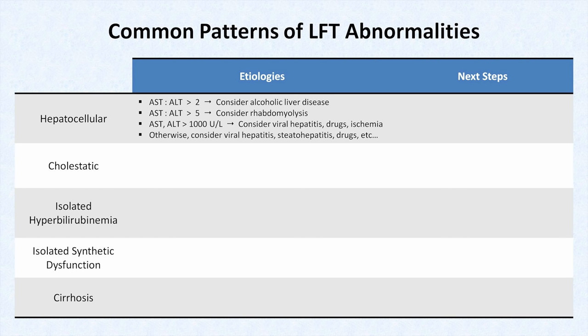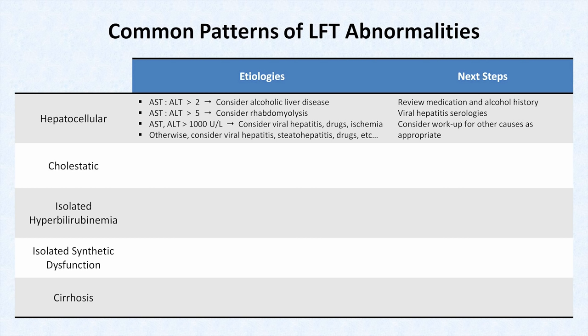The next steps for a patient with a hepatocellular LFT pattern: review medication and alcohol history, check viral hepatitis serologies, and consider workup for other causes as appropriate. For example, workup for less common causes of chronic liver disease, such as hemochromatosis, autoimmune hepatitis, alpha-1 antitrypsin deficiency, and Wilson's disease.